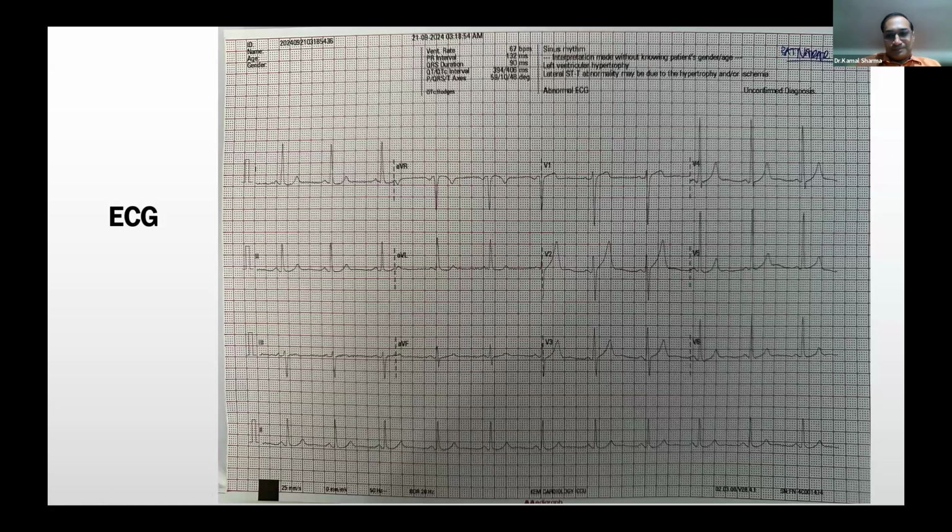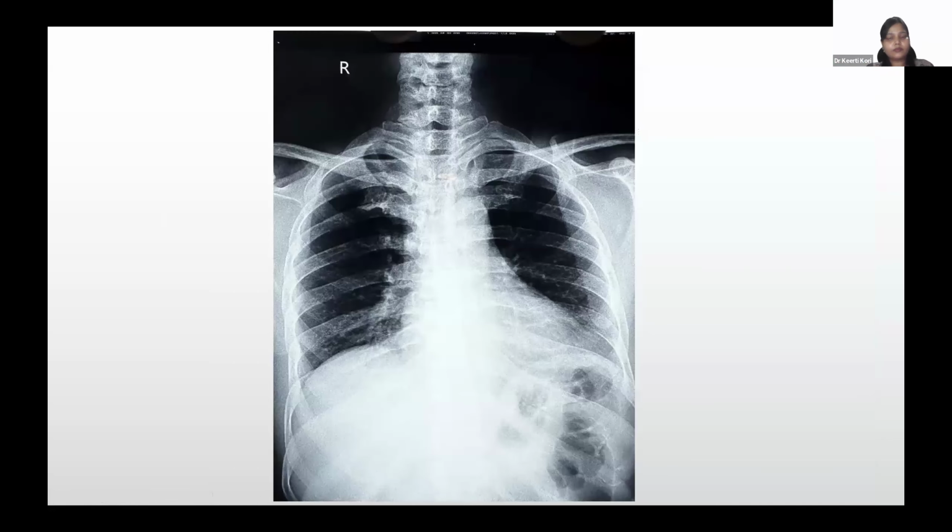Okay, the X-ray. So there is nothing significant in this X-ray. Again, what do you expect in chest X-ray in a patient of HCM? Sir, nothing significant. It'll probably be normal. But can you calculate LV mass? Can you calculate LV mass from chest X-ray?